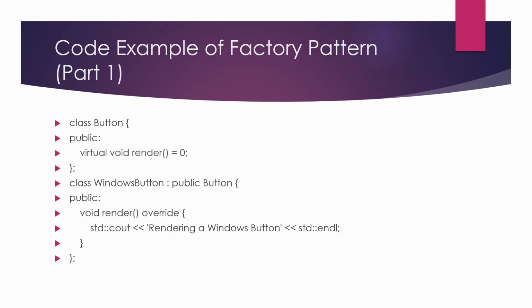Let's take a look at a simple factory pattern example. Here we defined an abstract Button class with a render method. Then we have two concrete classes, WindowsButton and MacOSButton, that implement the render method differently for their respective platforms. The factory will be responsible for determining which button to create.